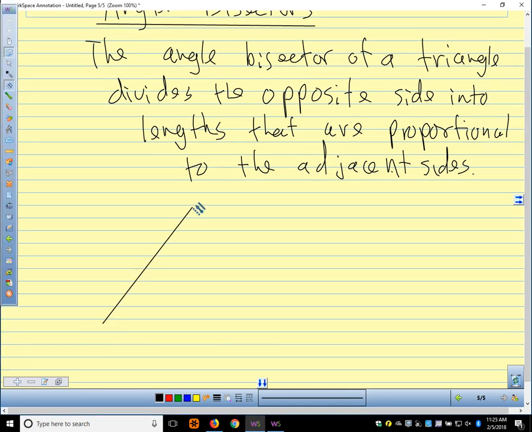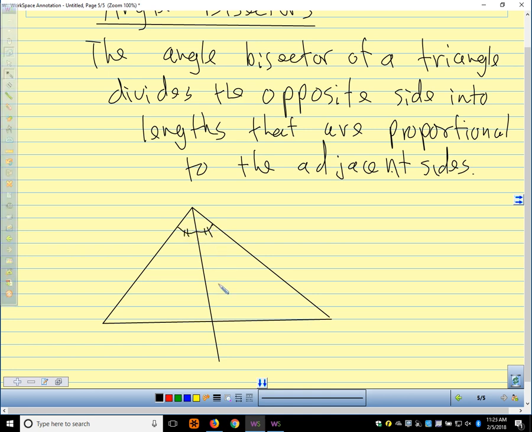So what we're saying here, we'll draw a picture. Here's my triangle. And we have angle bisectors. We know that we have angle bisectors because those two angles are congruent. It splits this vertex angle in half. I'm going to call this A, B, C, and D. So what the theorem says is the angle bisectors divide the opposite sides into lengths that are proportional to the adjacent side. So A over B equals C over D.